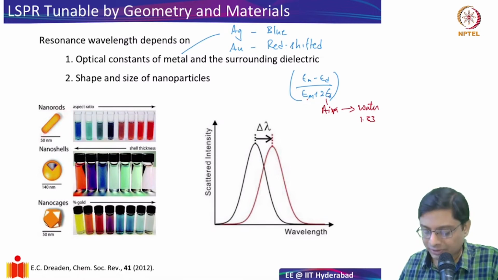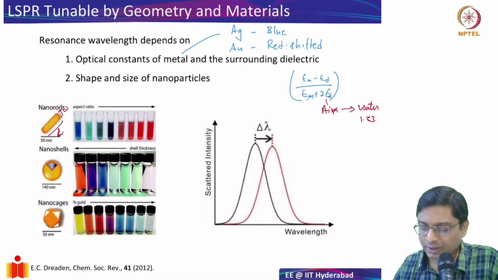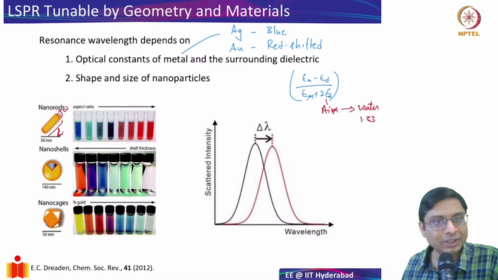Aspect ratio means this is the length of it and this is my width. If I make it longer and longer for a constant width, I'm increasing the aspect ratio. If I increase my aspect ratio, you see that immediately the color of the solution, this is a solution containing the nanoparticles, is actually red-shifted. So increasing the aspect ratio is shifting it to the red.